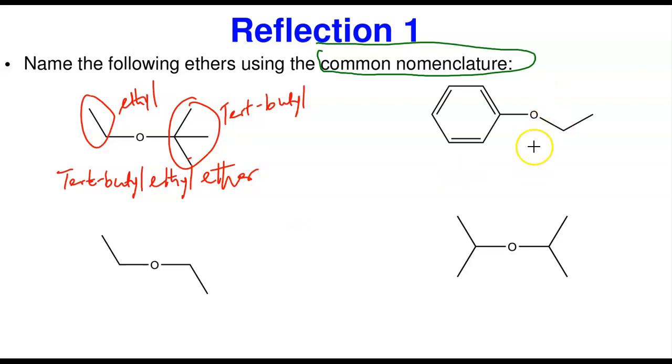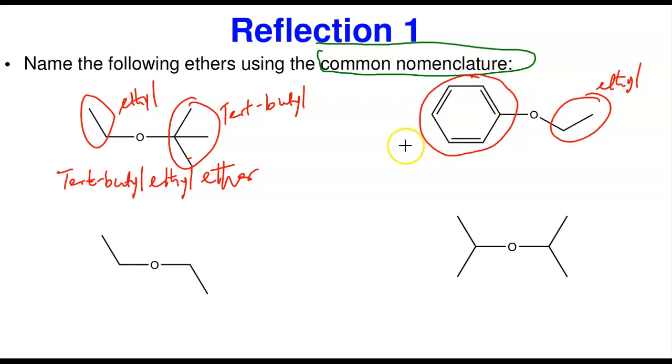Now we go to this one. Again, this is an ethyl group, and remember, this is phenyl. Anytime you see an aromatic group as an attachment, or a benzene ring, it is phenyl. So which one comes first? E. So it's going to be ethyl phenyl eta. Remember, in the common name, eta has to be the last word.